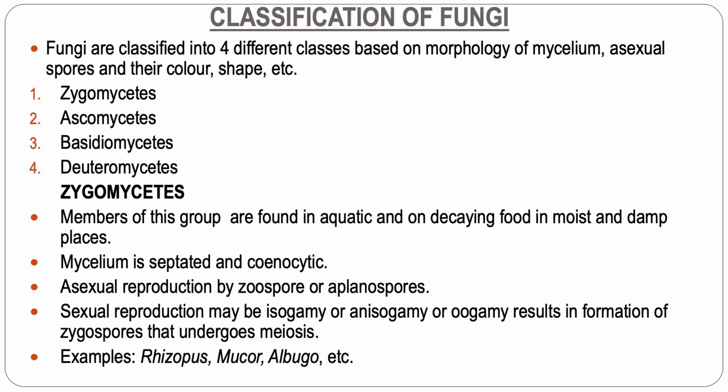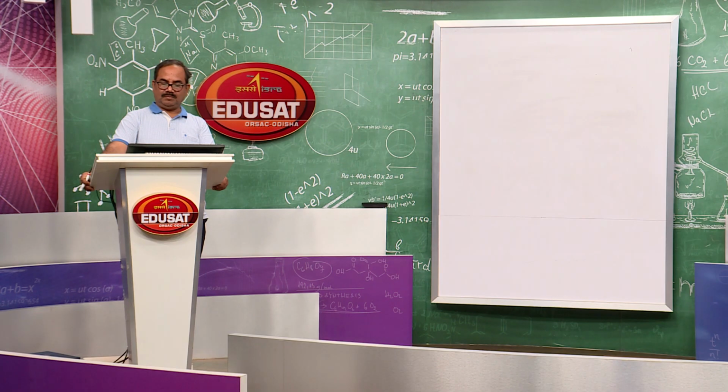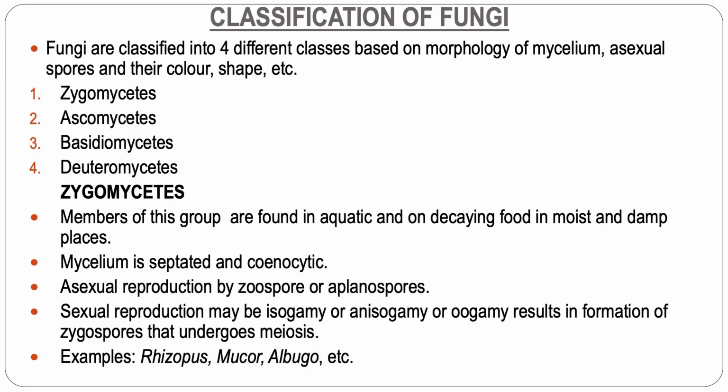On the basis of this, these fungi are classified into Zygomycetes, Ascomycetes, Basidiomycetes and Deuteromycetes. In Zygomycetes, members are aquatic and live on decaying food in moist and damp places. Mycelium is septate and coenocytic. Asexual reproduction is by zoospores or aplanospores. Sexual reproduction may be isogamy or anisogamy, or oogamy is also seen. This results in the formation of zygospores.